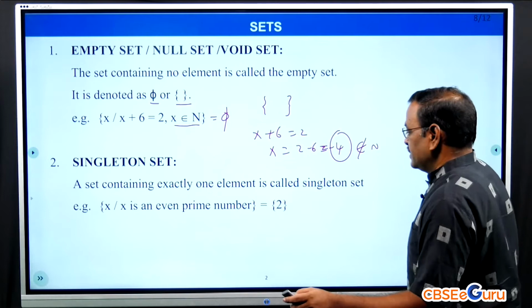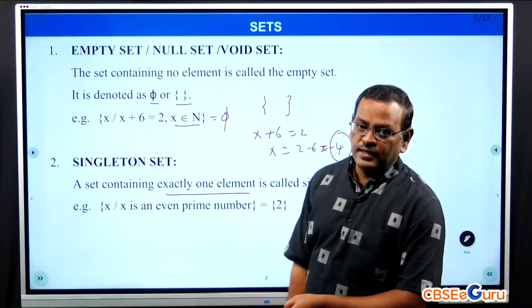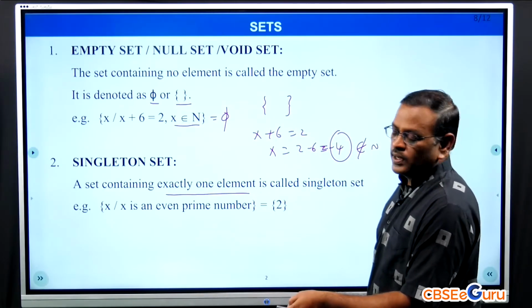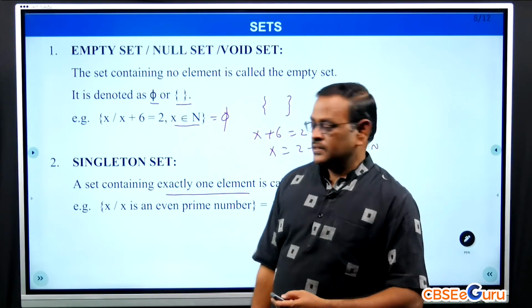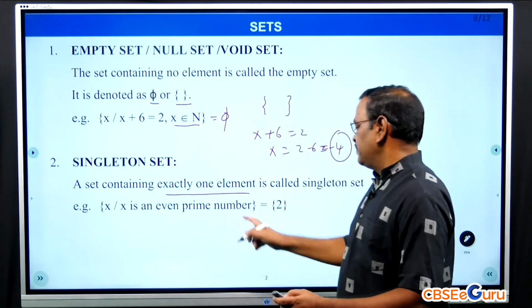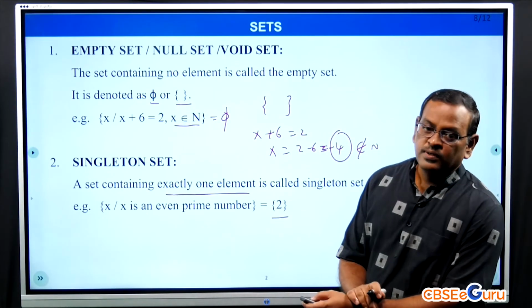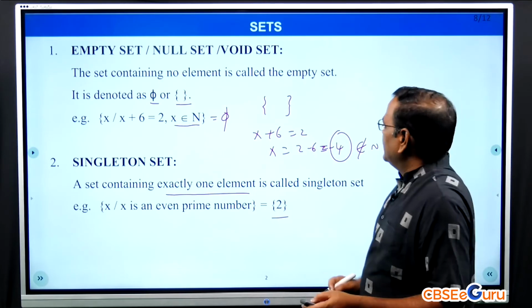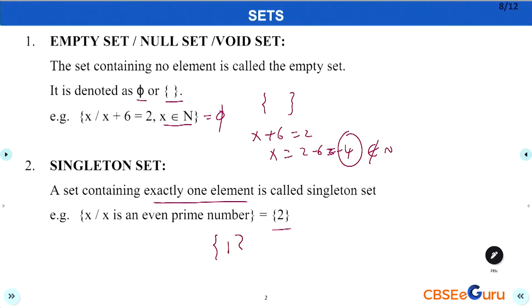Okay. Singleton set. A set containing exactly one element is called a singleton set. That is, set of even prime numbers, the set of all x such that x is an even prime number. The only even prime number in the number system is 2. Set of even prime numbers, or set of natural numbers less than 2. So what are the natural numbers less than 2? That is 1.